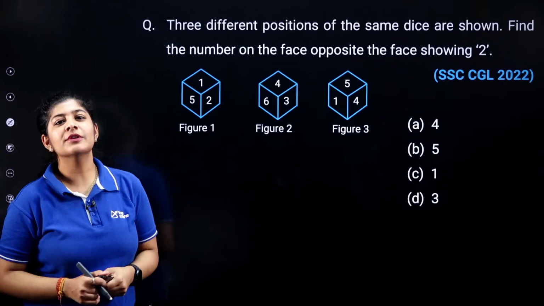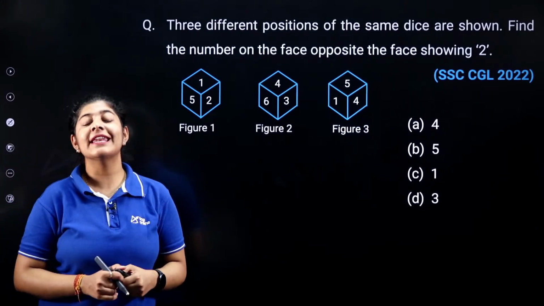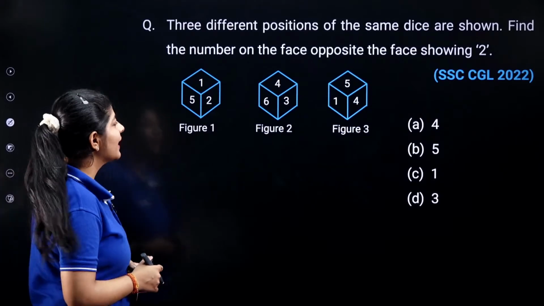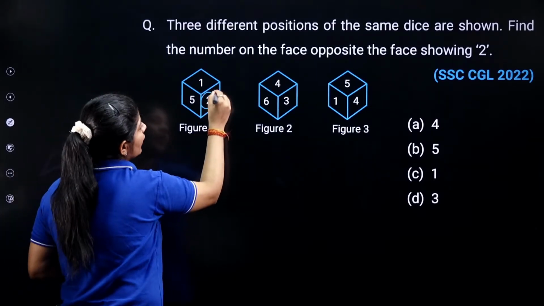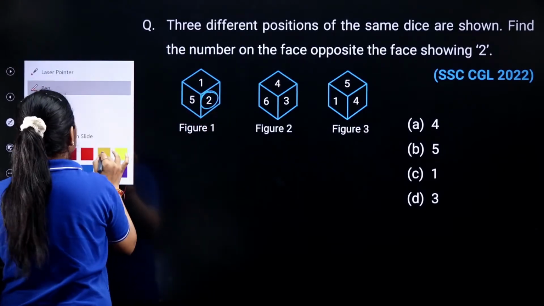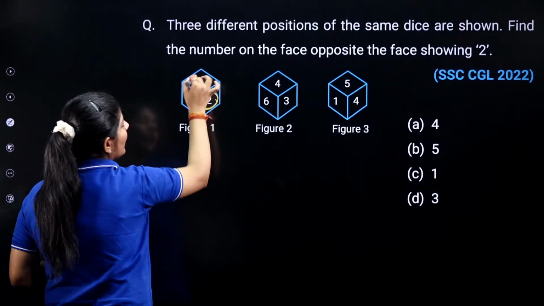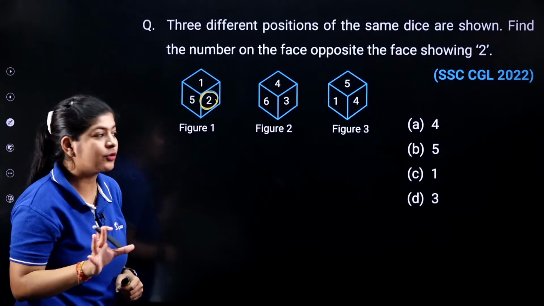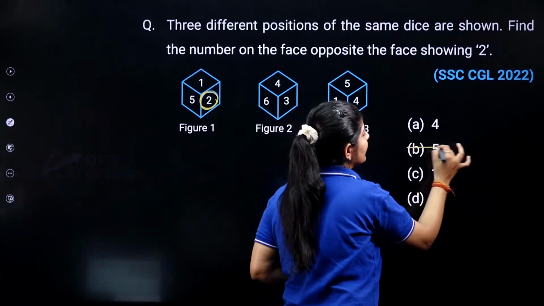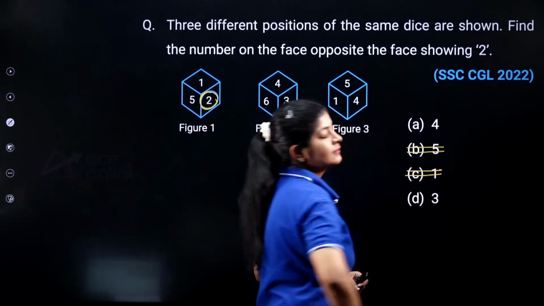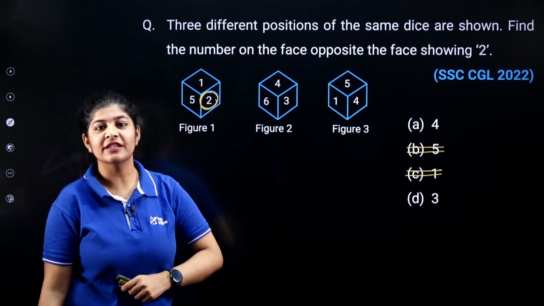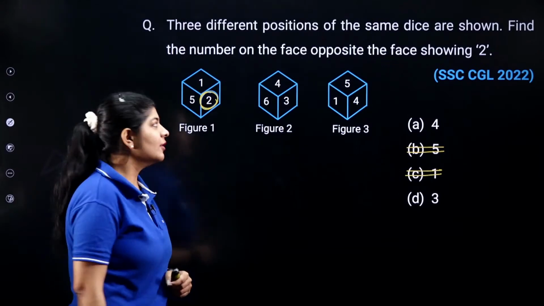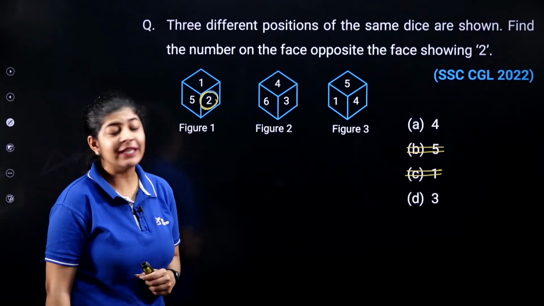Okay, so we know that opposite pair can never be adjacent to each other. We need to find out the opposite pair of 2. If we want to find out the opposite pair of 2, 1 and 5 can never be opposite to 2. So just simply eliminate these 2 options. Do we have 2 in any other figure? No. So now what we have to do now?